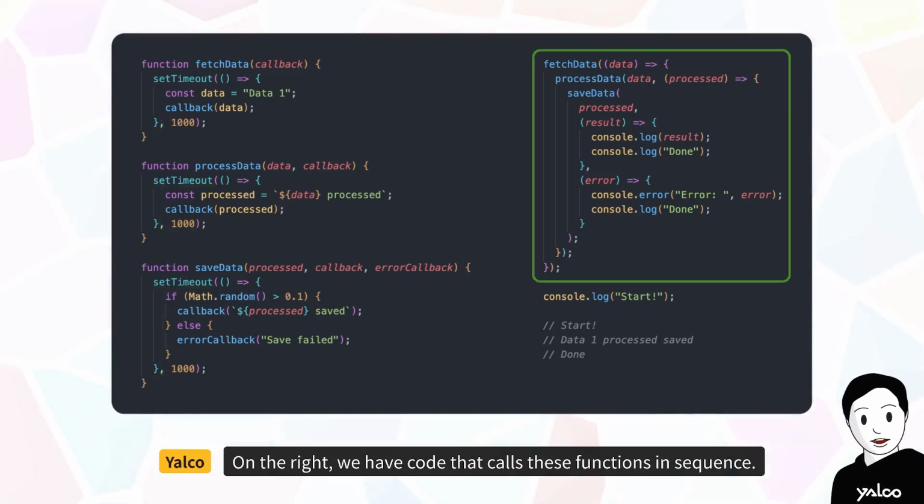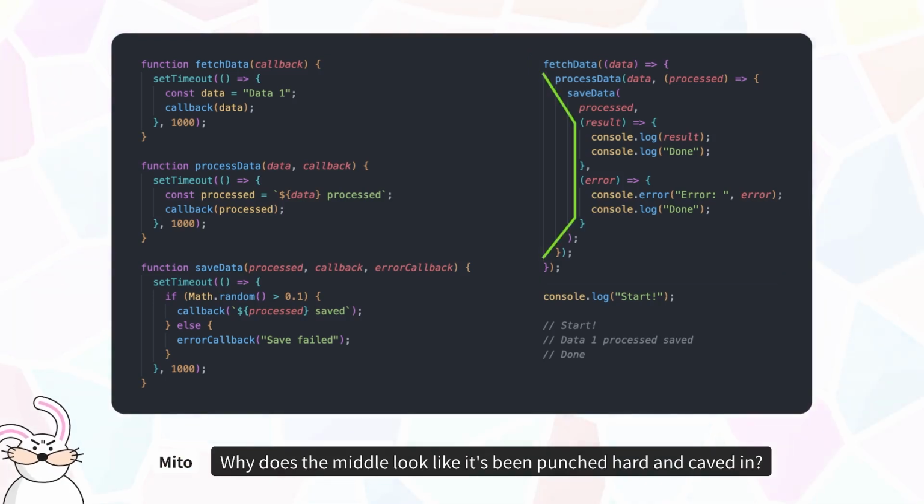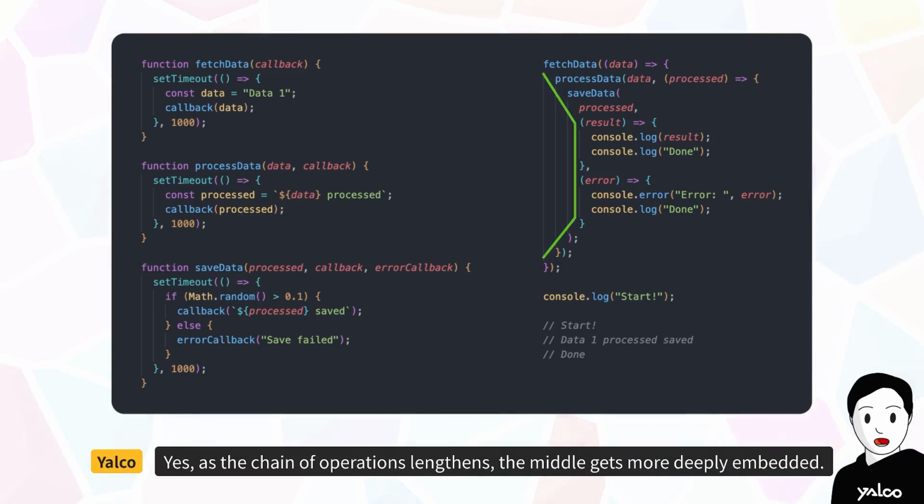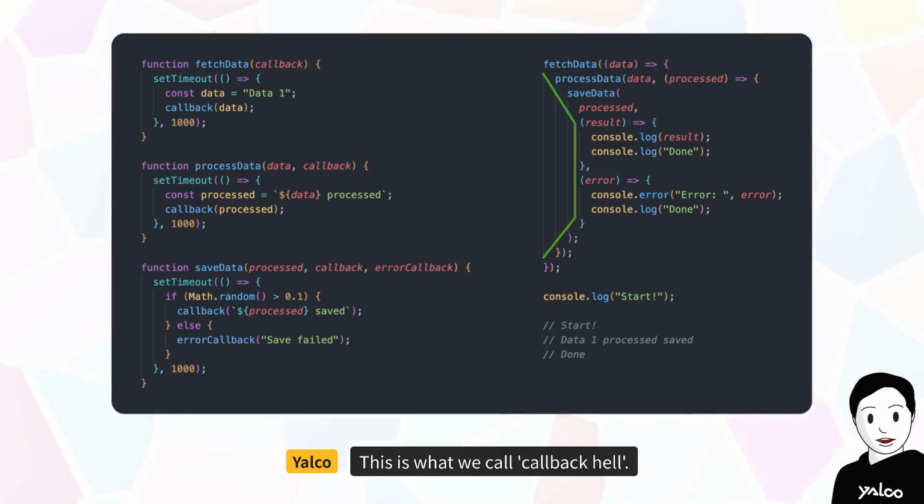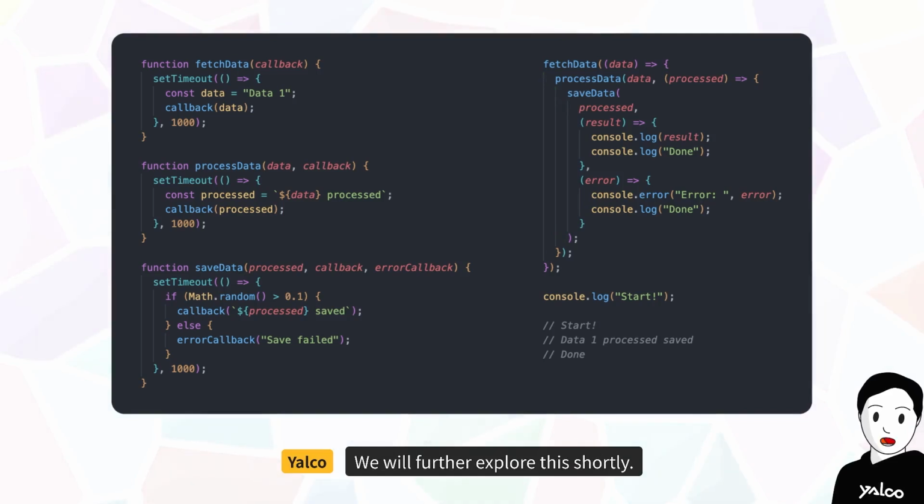On the right, we have code that calls these functions in sequence. Why does the middle look like it has been punched hard and caved in? Yes, as the chain of operations lengthens, the middle gets more deeply embedded. This is what we call callback hell. We will further explore this shortly.